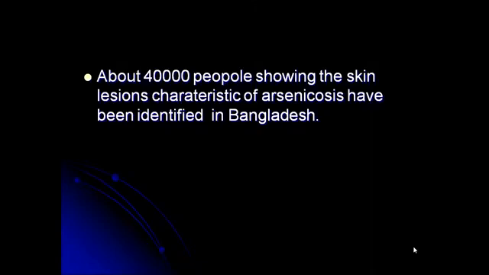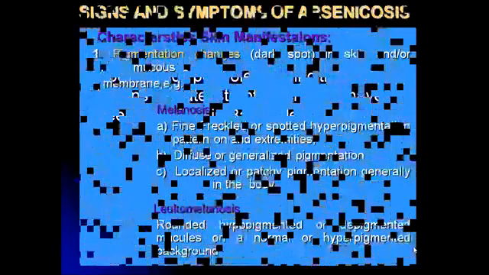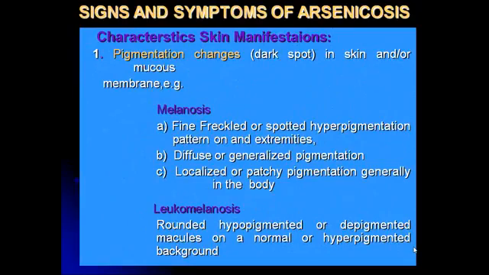And what about the skin conditions? Up to now, around 40,000 people are showing the skin lesions characteristic of arsenicosis, especially in Bangladesh. What are the skin symptoms? Mainly two types of skin symptoms we observe in the arsenicosis patient. Number one is the pigmentary changes. Pigmentary change means dark spots in the skin or the mucous membrane. There are two types of skin pigmentation: one is melanosis, another is leukomelanosis.